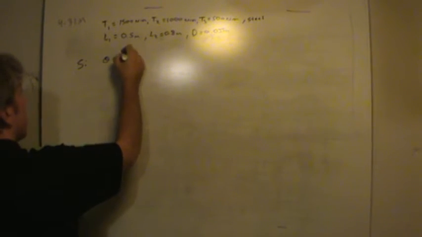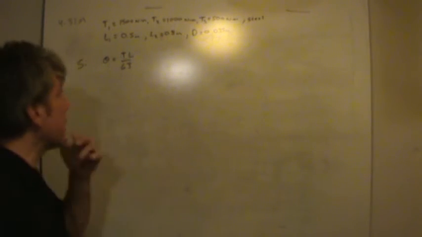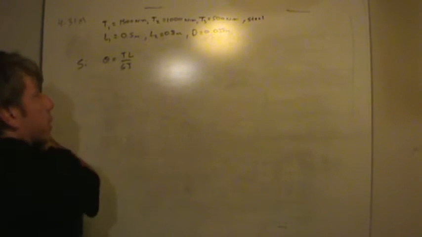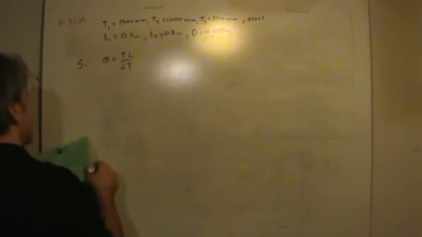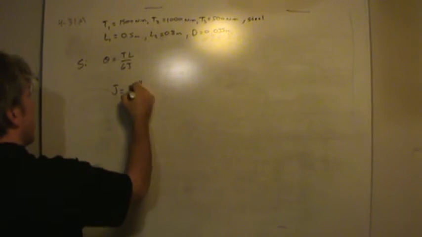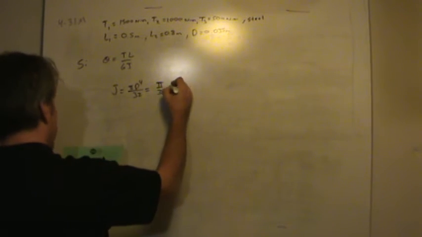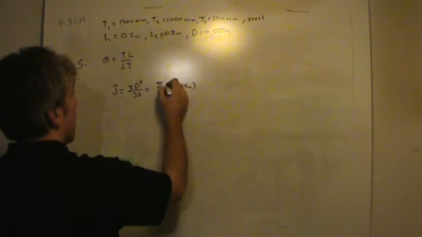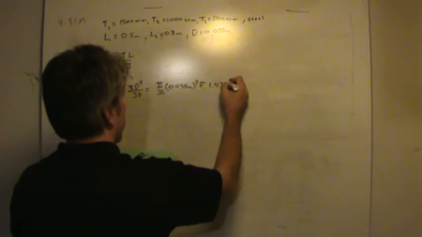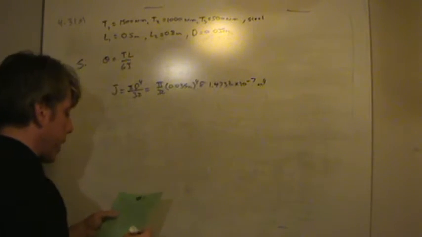The angle of twist will be just TL over GJ. That's my general equation for calculating the twist angle. Okay, so let's work on this a little bit. For example, let's work on the polar moment of inertia J. J is pi d to the fourth over 32. So that's pi over 32 multiplied by 0.035 meters to the fourth power. Plug that into your calculator, you get about 1.4732 times 10 to the negative seventh, and it has units of meters to the fourth power.